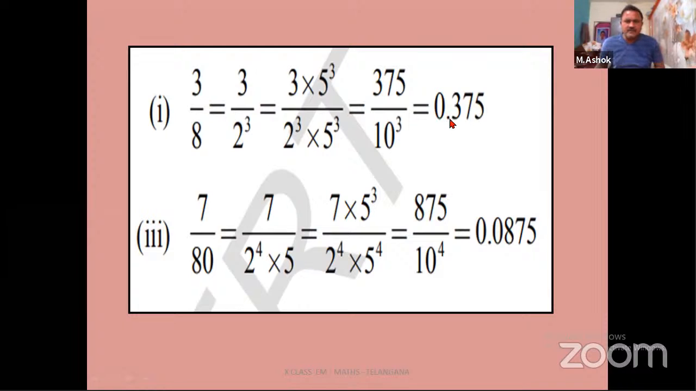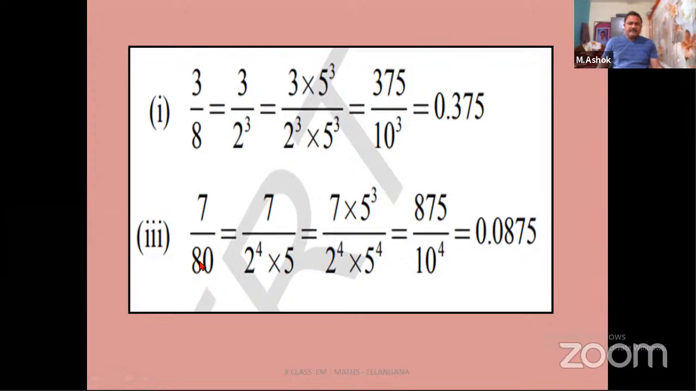In the denominator 1000 means 3 zeros. So simply move the decimal point left by 3 digits, the same as the number of zeros in the denominator. So 375 by 10 cube, that is 1000, equals 0.375. Now look at one more example.